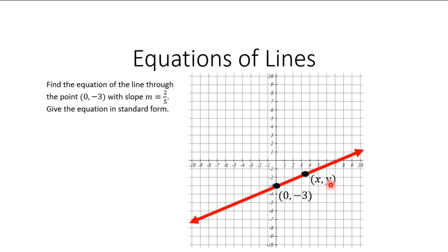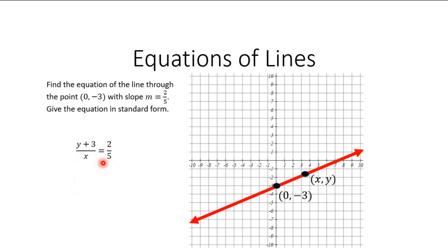That's going to be y2 minus y1, or y minus -3, over x2 minus x1, or x minus 0. So here we have rise, y2 minus y1, over x2 minus x1. And we know that this slope has to equal 2/5. That was given, that the slope is 2/5. All right, so y minus -3 is actually y plus 3, and x minus 0 is x.